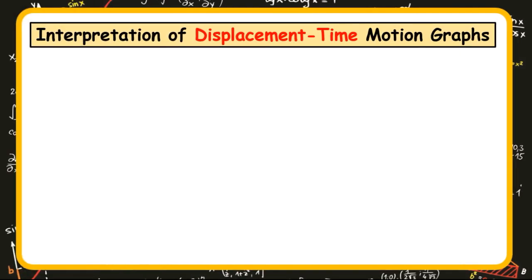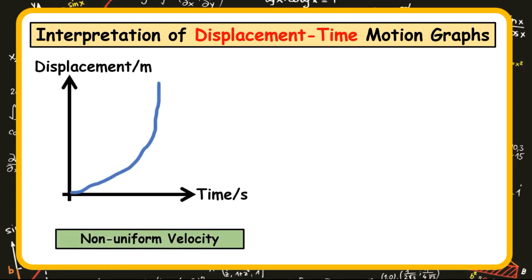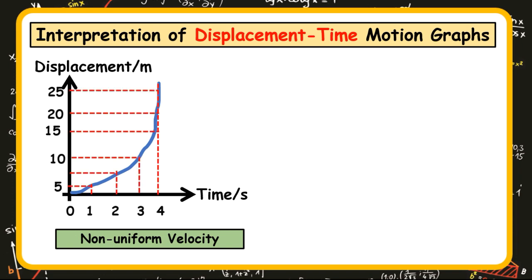The third graph will be called non-uniform velocity, in that the velocity is not uniform throughout. The increment in the time and that of the distance do not correspond, and so it is non-uniform.